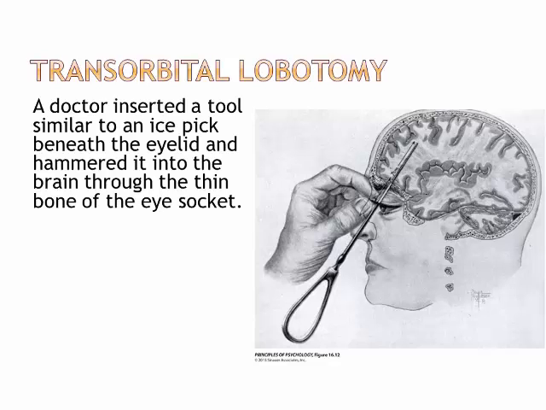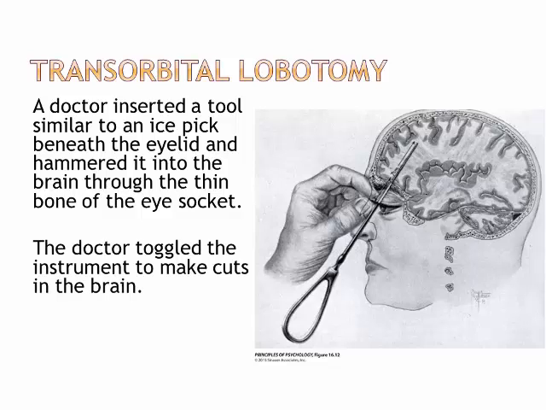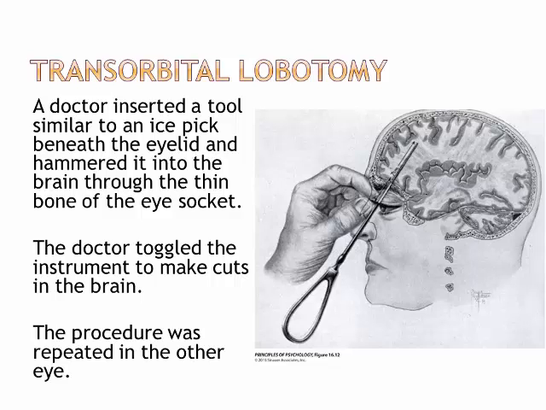In a transorbital lobotomy, a doctor inserted a tool similar to an ice pick beneath the eyelid and hammered it into the brain through the thin bone of the eye socket. The doctor then toggled the instrument to make cuts in the brain. This procedure was then repeated in the other eye.